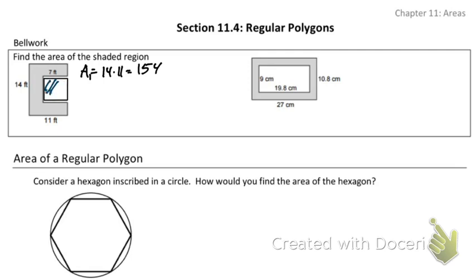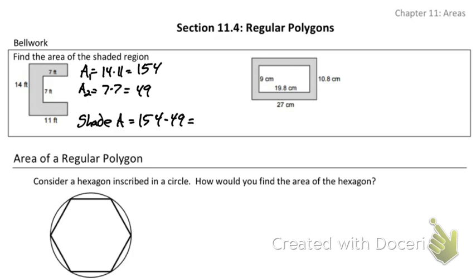Then what I want to do is calculate this little area right here. Well, that little area is 7 times 7. So let's call that area 2. Area 2 would be 7 times 7, which equals 49. My shaded area, shade A, is going to be the big area minus the small area, which is going to equal 105.